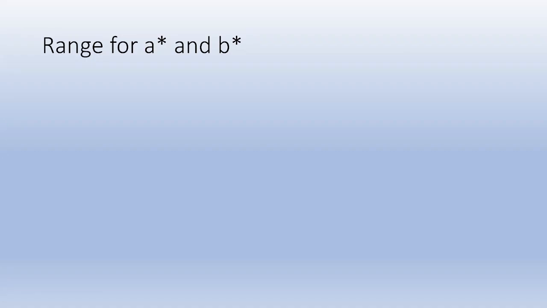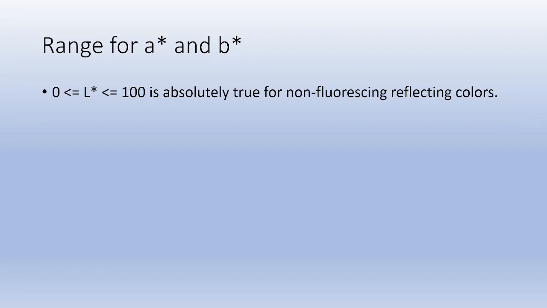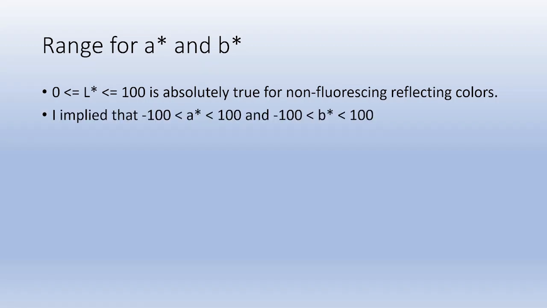Let me clear something up in terms of the range for A star and B star. I was a little bit cavalier in saying that A star and B star go from minus 100 to positive 100. Well, that sort of statement can be made about L star. It is absolutely true that L star must be between 0 and 100 for any non-fluorescing reflective colors. But that implication that there is a hard and fast boundary for A star and B star, that's kind of not right. I lied.